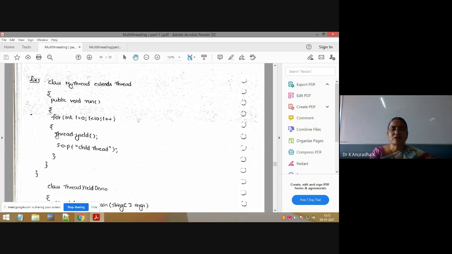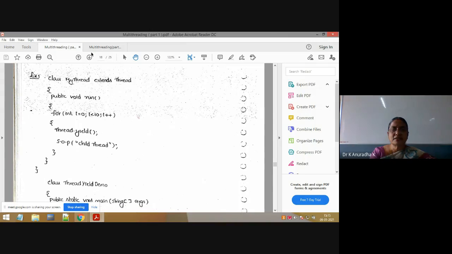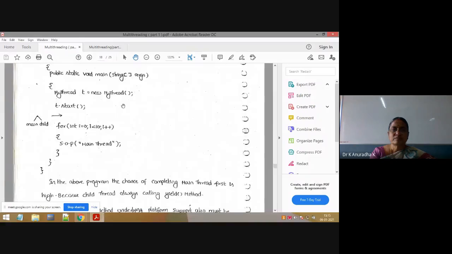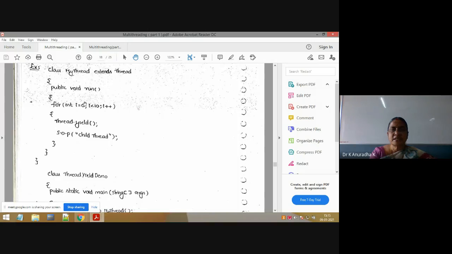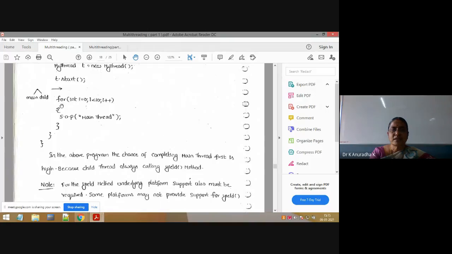So here you may get one doubt. Why should we write the thread.yield method in the child class only? It is not compulsory. Here we have two threads, the child thread and the main thread. In the main thread also we can write it. If you want to write thread.yield in the main thread, write it inside the for loop. Instead of writing the thread.yield statement in the child thread, we can write it in the main thread functionality.